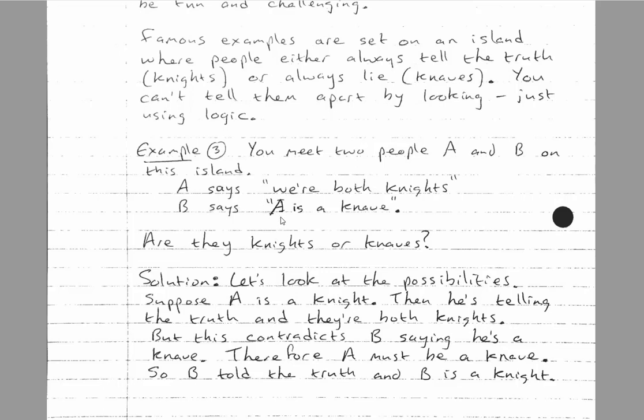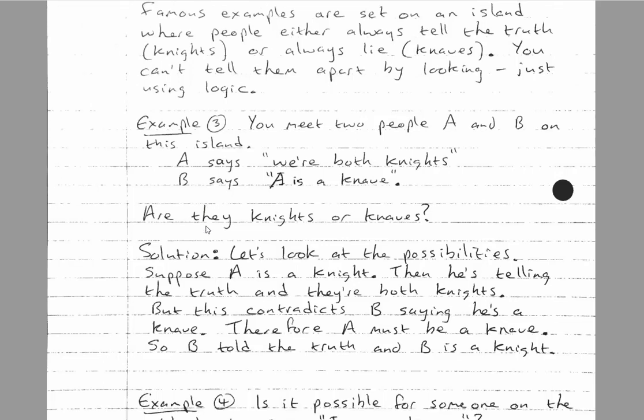Okay, so there's only 4 possibilities. They're either both knights, both knaves, or a knight and a knave, or a knave and a knight. So which is it? Well, suppose A is a knight. Then he's always telling the truth. So then A and B must both be knights. But if B is a knight, then what he says has to be true, so he's saying A is a knave, but that contradicts our assumption that A is a knight.